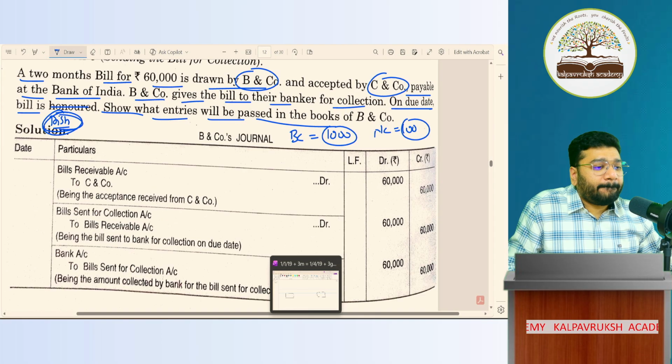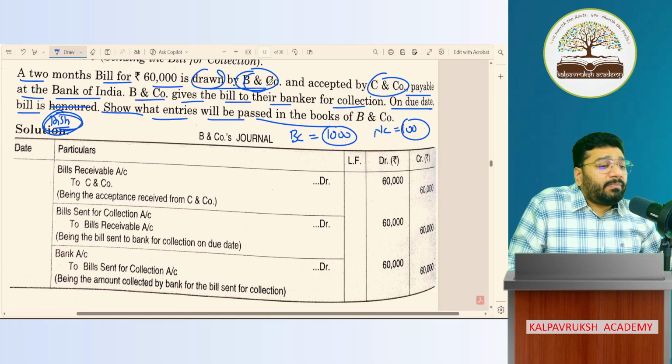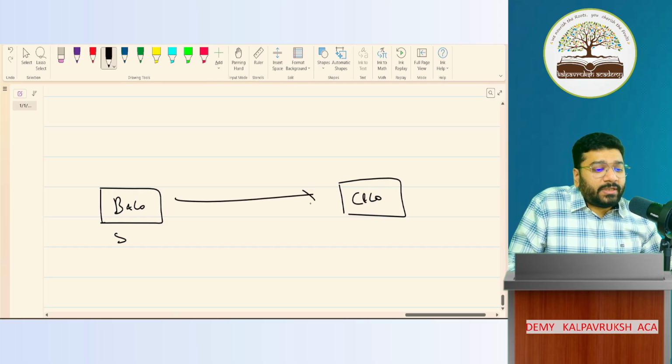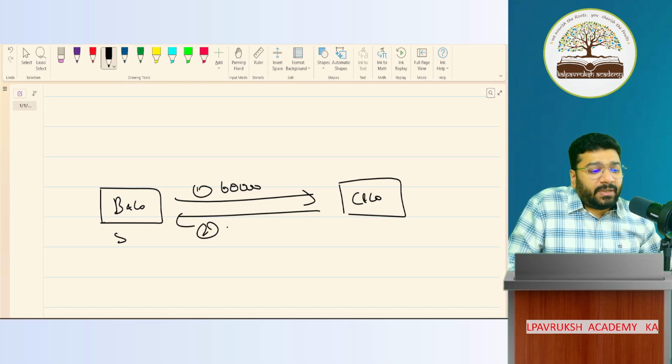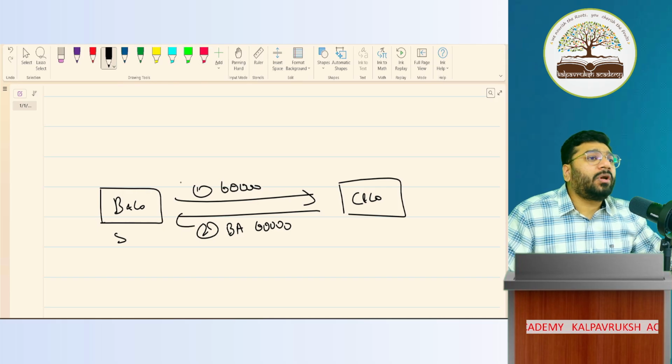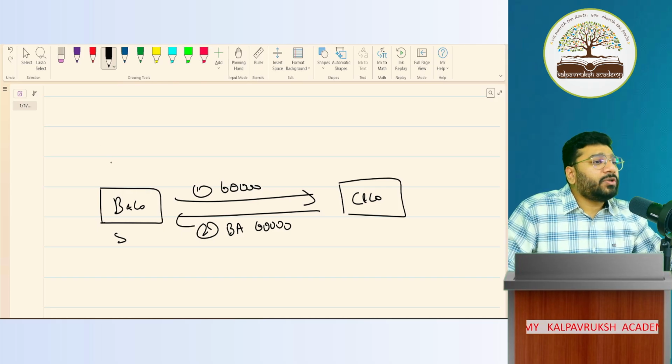Who's the seller? The bill is drawn by B and Co. So B and Co. is the seller. Who's the buyer? C and Co. What is the bill worth? 60,000. The bill is accepted, worth 60,000. At this moment, who is the holder of the bill? B and Co. is the holder of the bill.